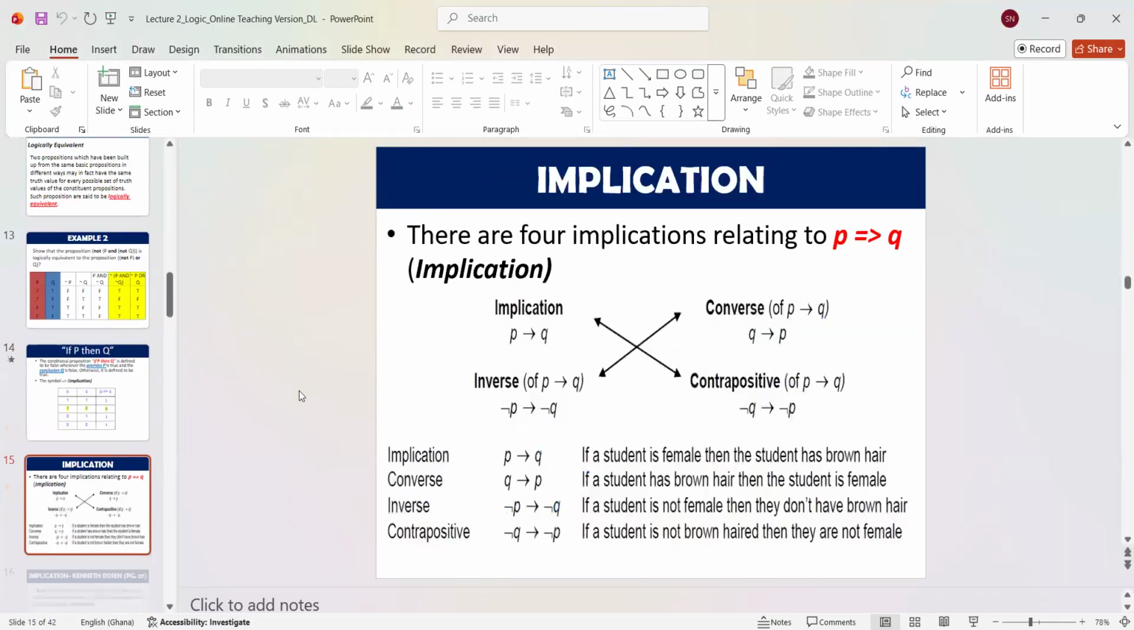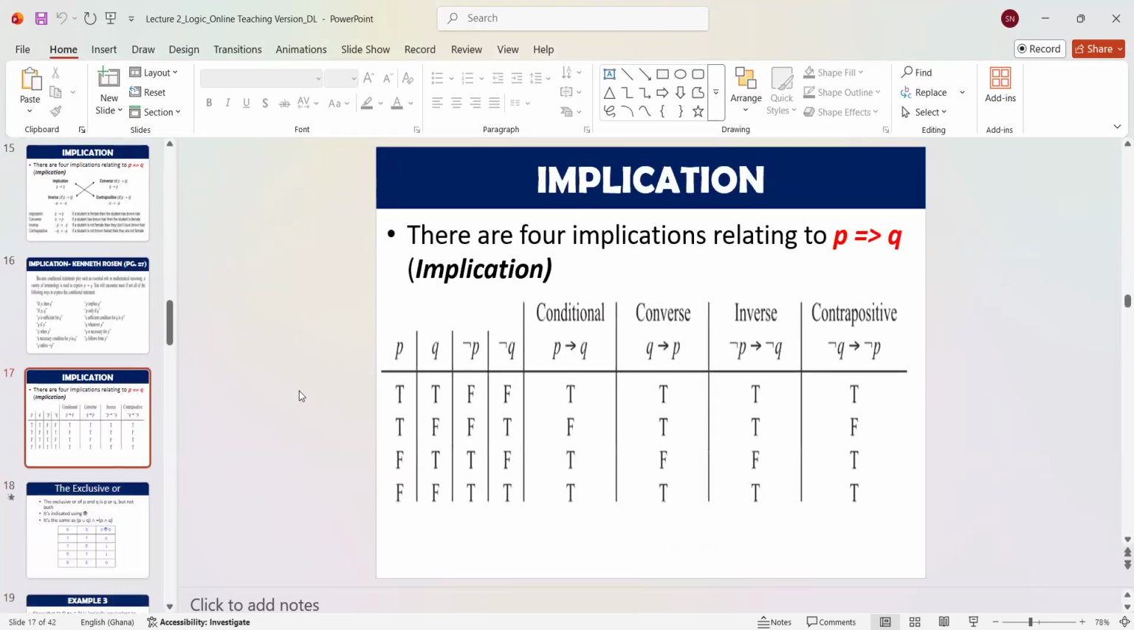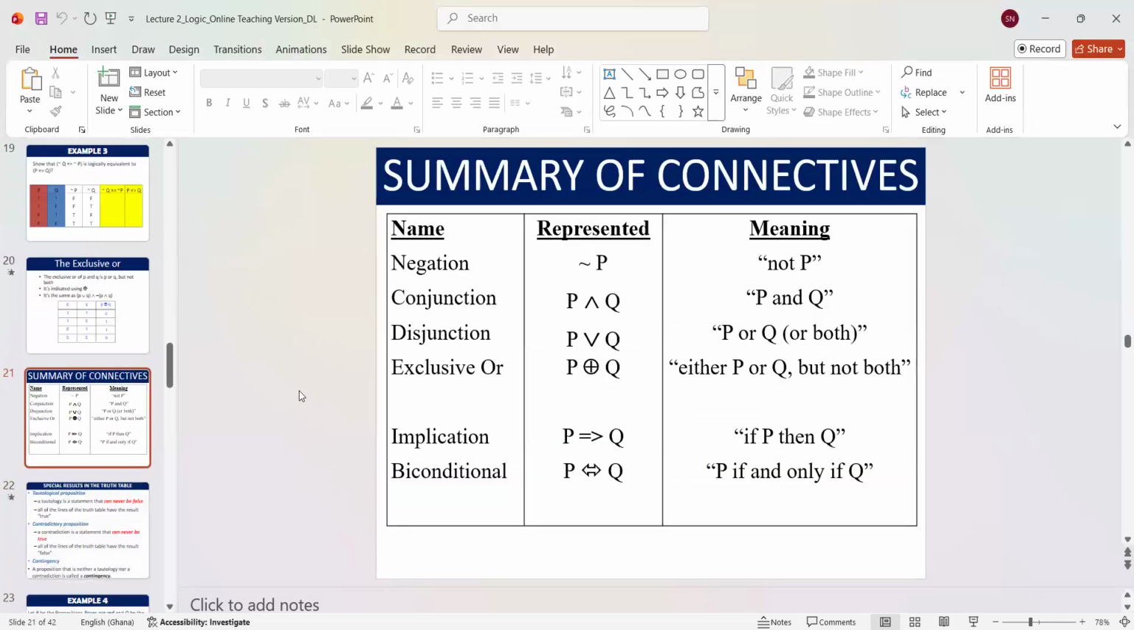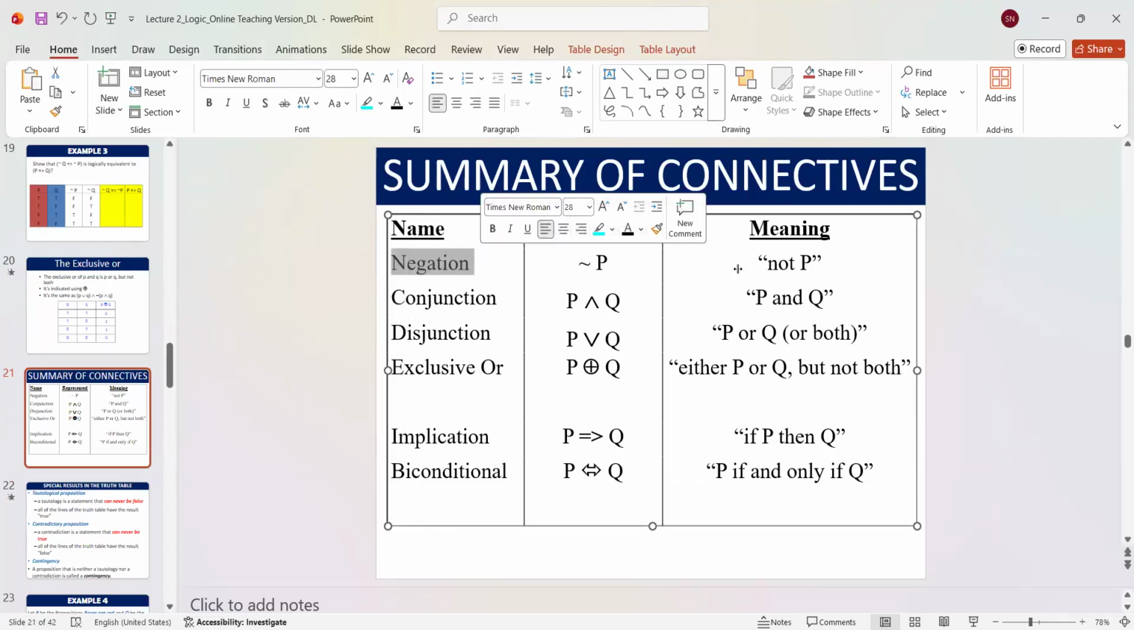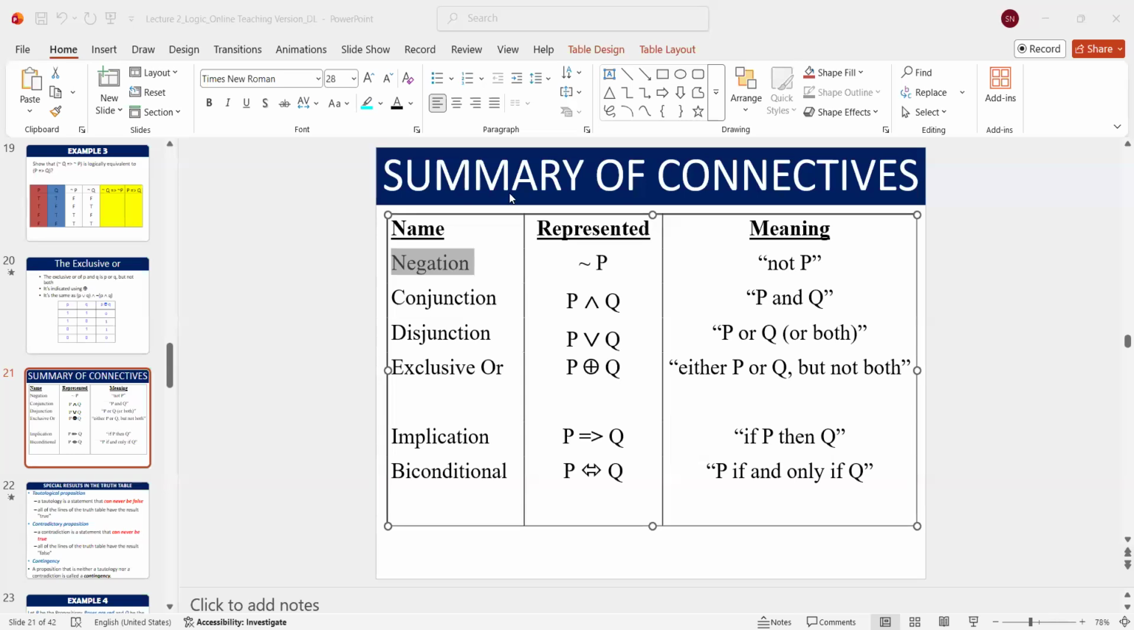Okay, so this is the summary of the connectives that we saw last week. The first one is known as the negation. And the negation, we said, if the original statement is true, when you negate it, then it becomes false. If it is originally false, when you negate it, then it gives you true. So that's for negation. Then we came to the connective and.